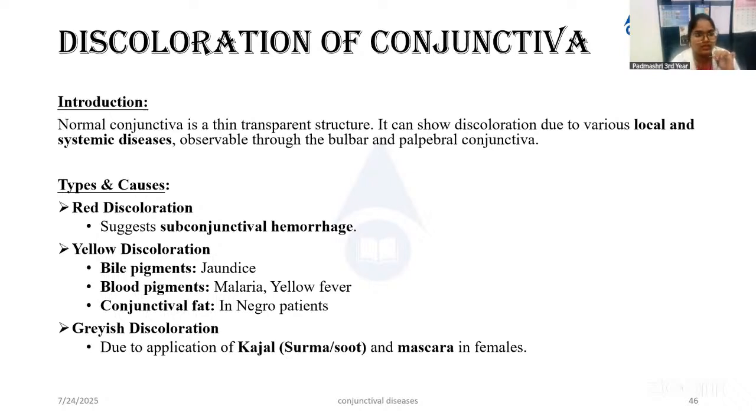Discoloration of conjunctiva. Normal conjunctiva has a thin transparent structure. It can show discoloration due to various local and systemic diseases, observable through the bulbar and palpebral conjunctiva. Types and causes: red discoloration may be because of subconjunctival hemorrhage. Yellow discoloration: bile pigments because of jaundice, blood pigments because of malaria and yellow fever, conjunctival fat in Negro patients. Grayish discoloration is due to application of kajal and mascara in females.